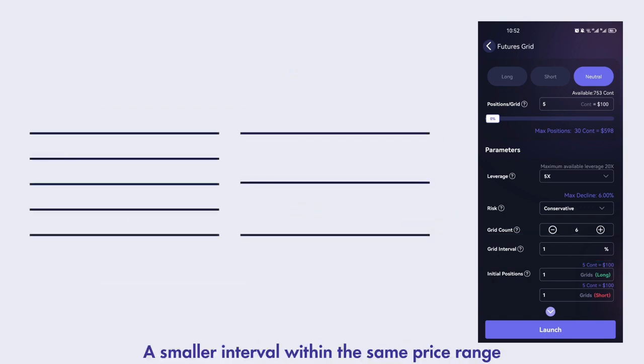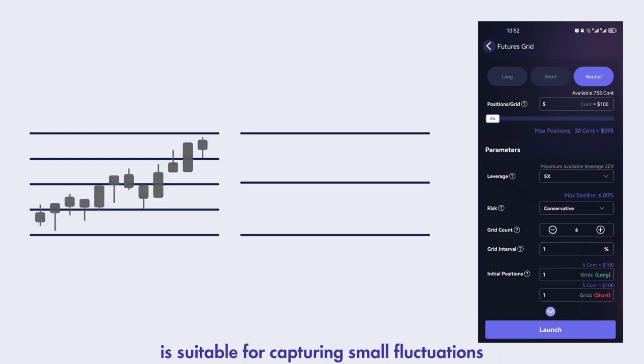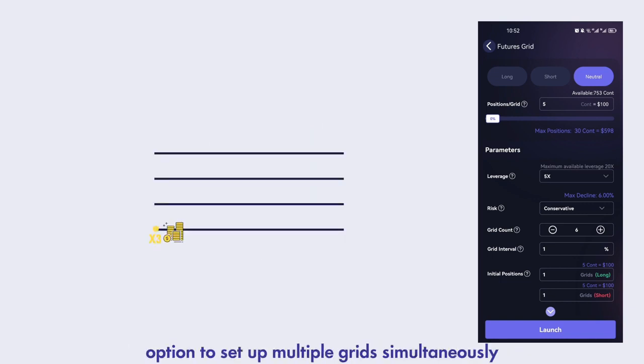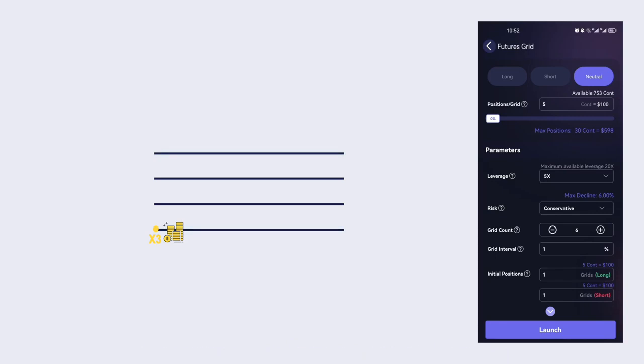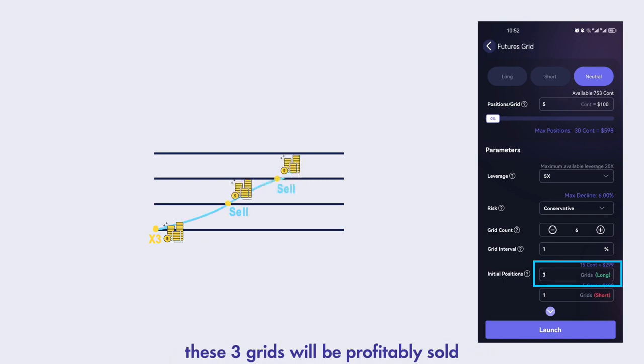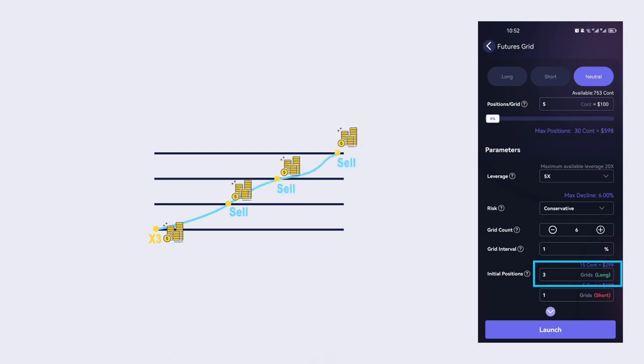A smaller interval within the same price range is suitable for capturing small fluctuations, while a larger interval can capture bigger movements. Traders have the option to set up multiple grids simultaneously. This allows them to avoid missing out on profits when the price continues to move in a favorable direction. For example, if the long bot is set with 3 grids, and the market continues to rise, these 3 grids will be profitably sold at different price levels.